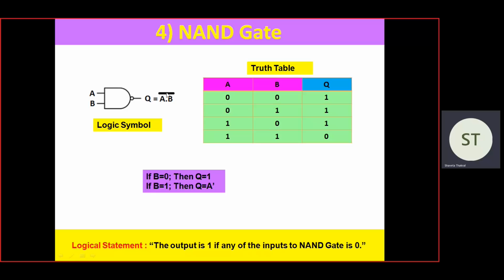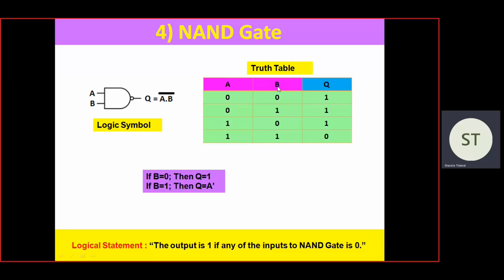So we are putting a complement over it so that it becomes the Boolean expression of the NAND gate. The AND gate Boolean expression with the complement over it, that is (A . B) to the whole complement, is the Boolean expression of the NAND gate. And this is the truth table.